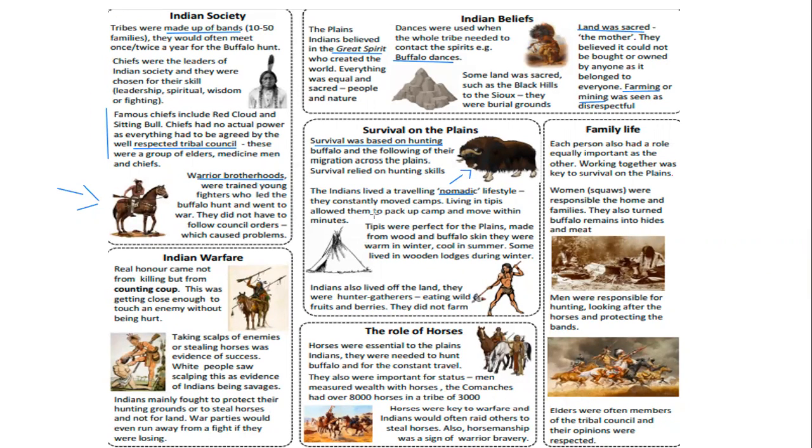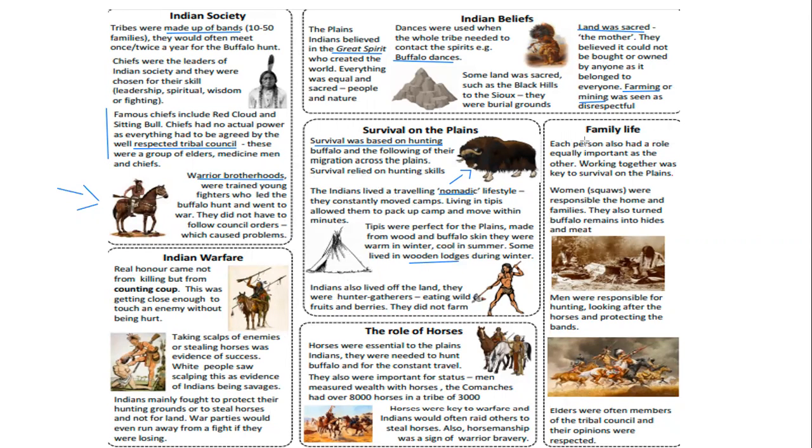Teepees were perfect for the plains. They were made from wood and buffalo skin. They were circular, which helped with the weather conditions, the windy weather conditions, and also there's that link of the circle of life as well. And they were warm in the winter, cool in the summer. But some Native Americans also lived in wooden lodges during the winter, because remember, the winter could get pretty horrific.